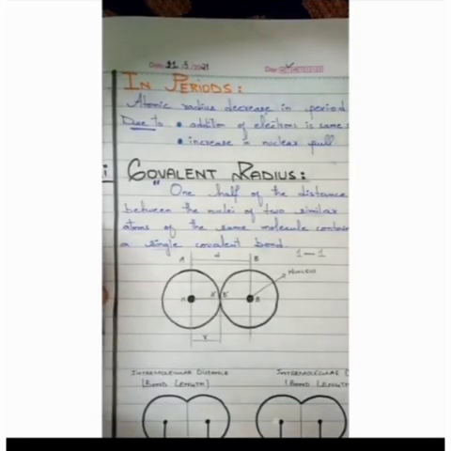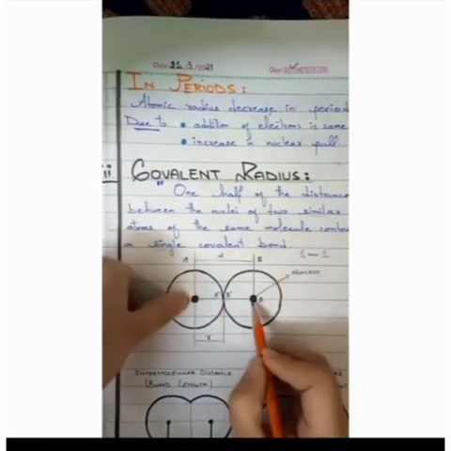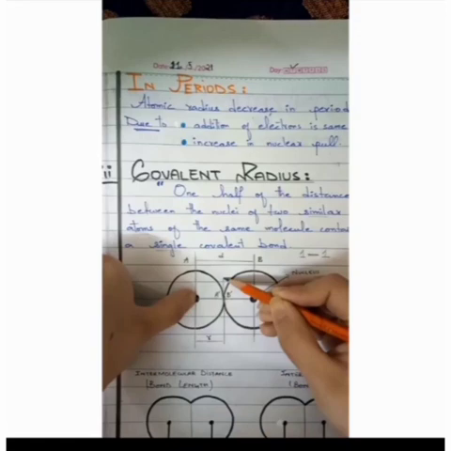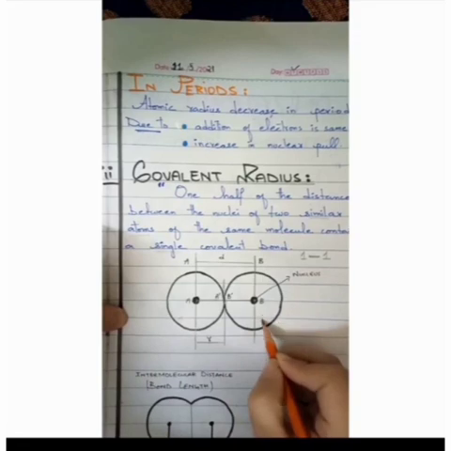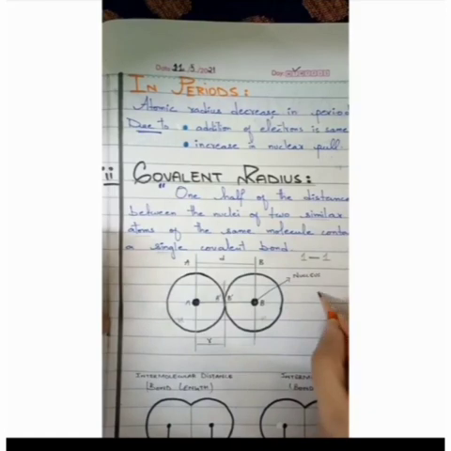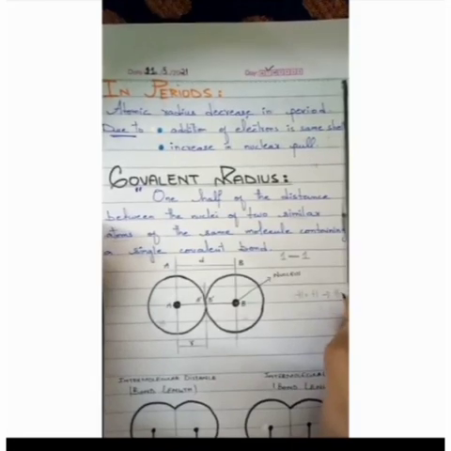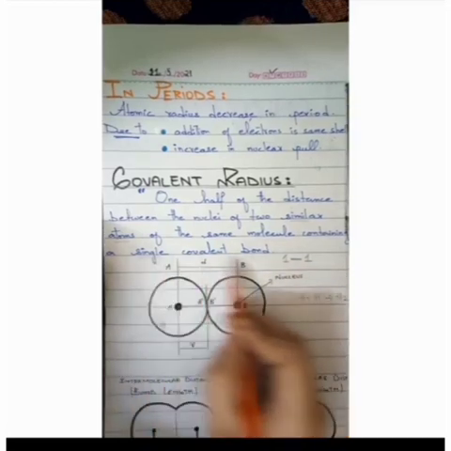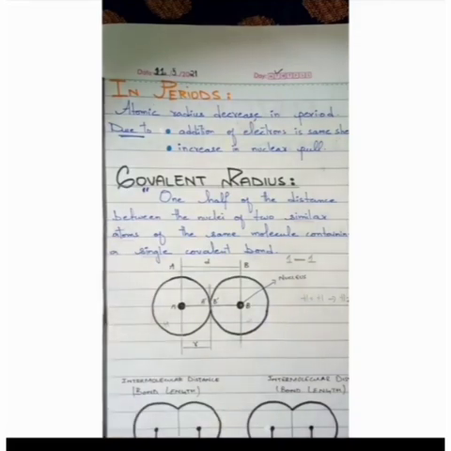Now you can easily understand this definition. One half of the distance between the nuclei, right? These are the nuclei, so we have to take the half distance of nuclei of two similar atoms. For example, this is hydrogen and this is also hydrogen, two similar atoms of the same molecule. When two atoms combine, H plus H, it forms H2, and H2 is a molecule containing a single covalent bond. It is called covalent radius, right? I hope you understand that.